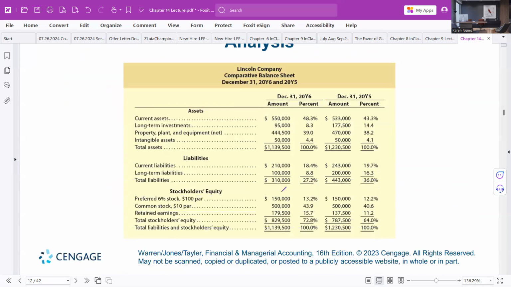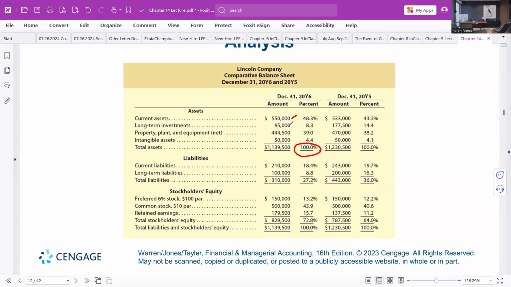So, for example, if we're looking at the balance sheet, the base amount is always going to be sales. I'm sorry, if we're looking at the balance sheet, the base amount is always going to be total assets. So every line item we are expressing as a percent of total assets. For example, current assets at 550,000 are 48.3% of total assets. How do we get that? It's 550 divided by 1,139,500.